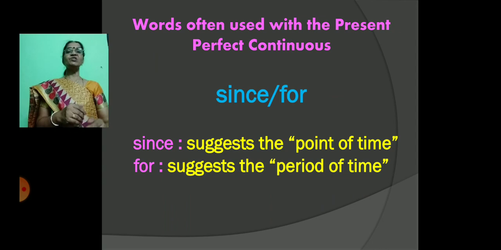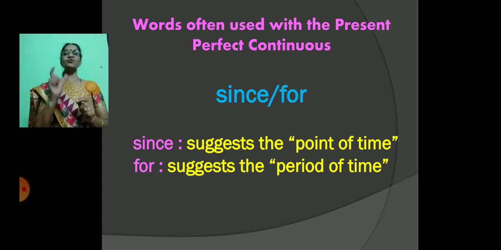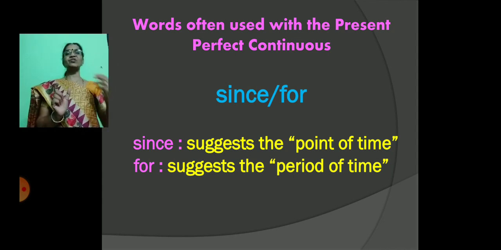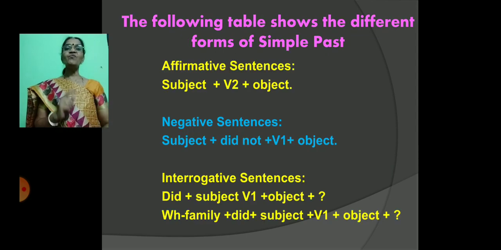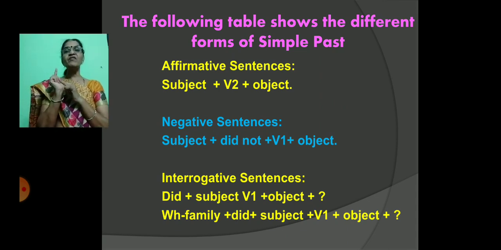Now the words which we are going to use for present perfect continuous are since or for. Since suggests the point of time, the year or the time, particular. For suggests a period of time, for 2 hours, for 10 days, for 3 days, like that you can use it. So now we have done with the 4 tenses, that is simple present, present continuous, present perfect and present perfect continuous.